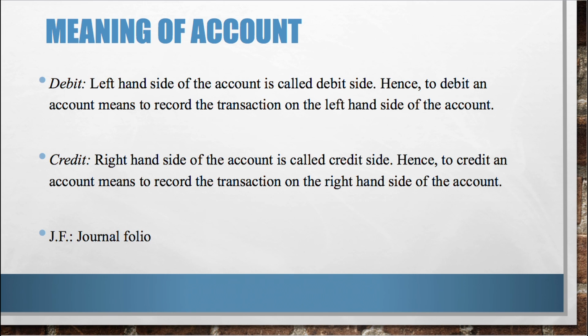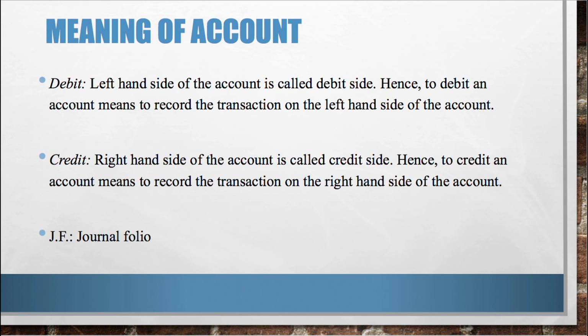So from this table we can discuss the two terms, debit and credit. So debit, the left hand side of the account is called the debit side. Hence to debit an account means to record the transaction on the left hand side of the account. So whenever a transaction takes place, if we record it in a particular account on the left side, it means it will be debited. On the opposite side, the right side is the credit side. So the right hand side of the account is called the credit side. Hence, when a transaction takes place, if we record it on the credit side, it means we have credited the account, we have recorded that particular transaction on the right hand side of that particular account.